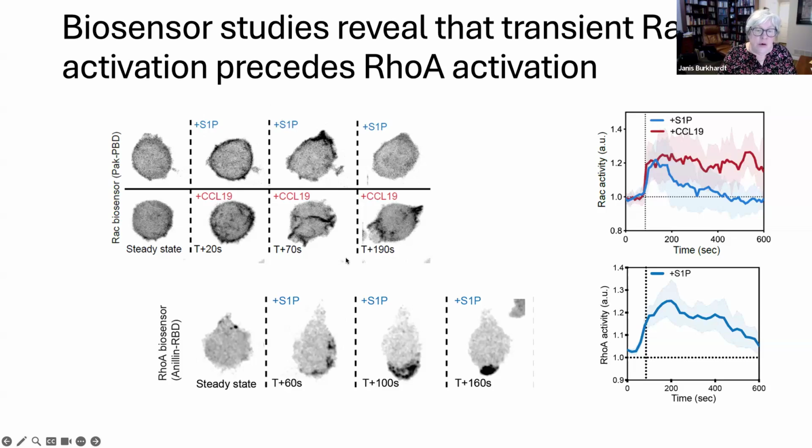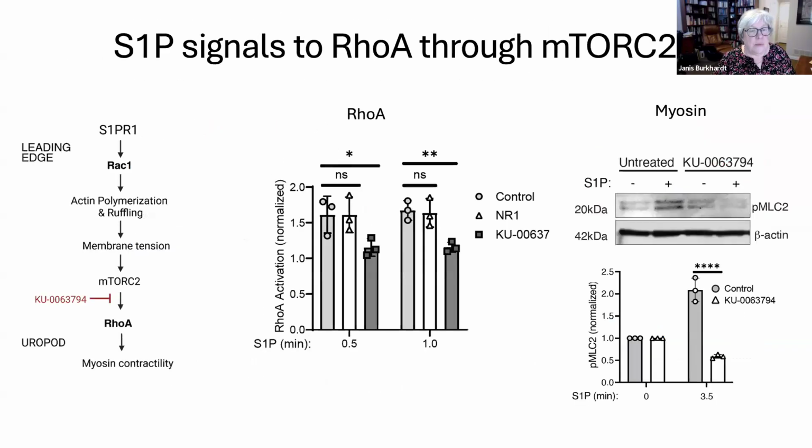And then if you look at Rho, there's a bit of a lag. I've tried to line these up in time, and you see the RAC activation precedes the Rho activation, and the Rho activation is at what will become the uropod of the cell, and it's then much more sustained than this RAC activation. So this really looked like the relay system that Henry had described in neutrophils. So this is just really the same model I showed you before.